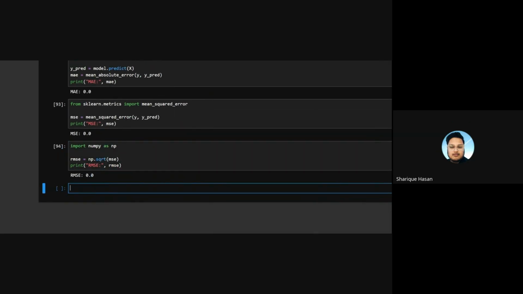But here we don't use Scikit-Learn. Why? Because we already have the mean square error answer. To get the RMSE, we just have to take the root of it. We can do it through NumPy also. Okay.